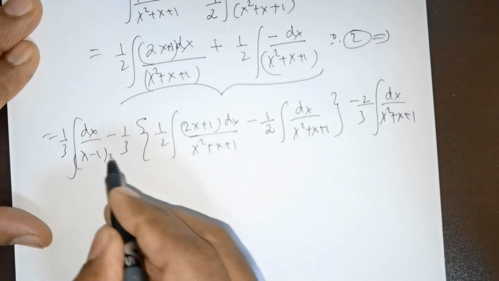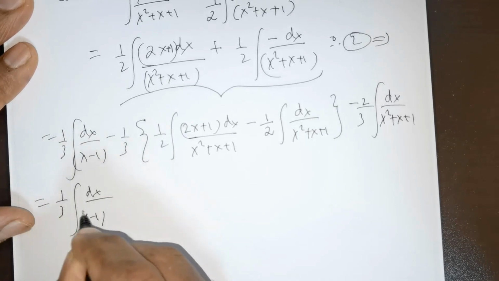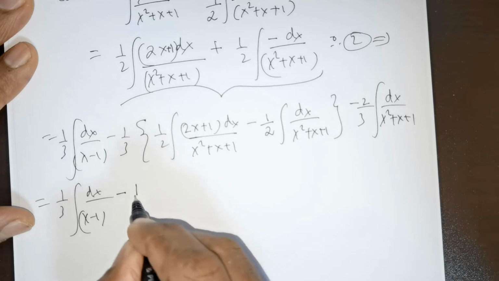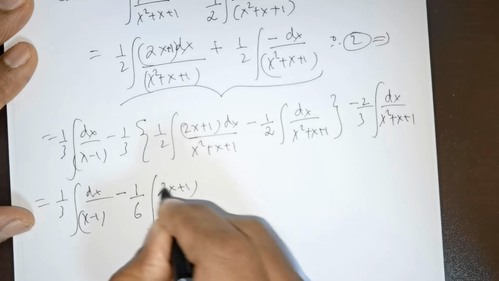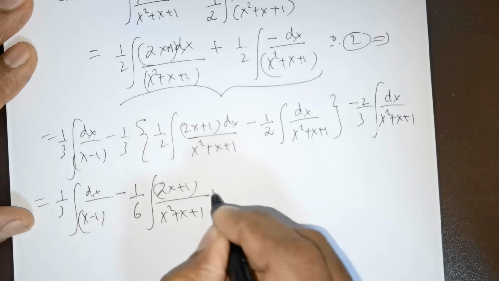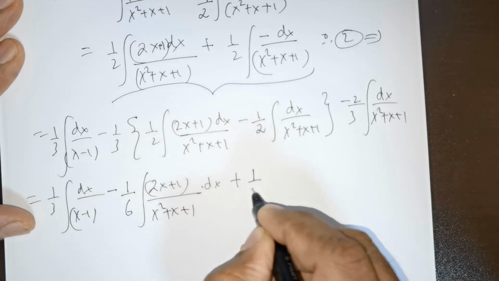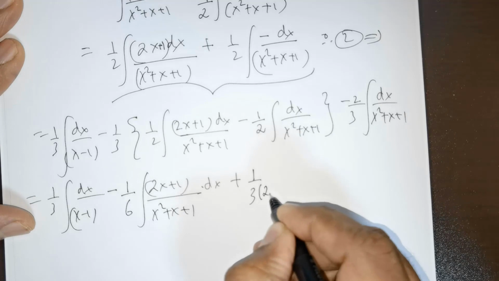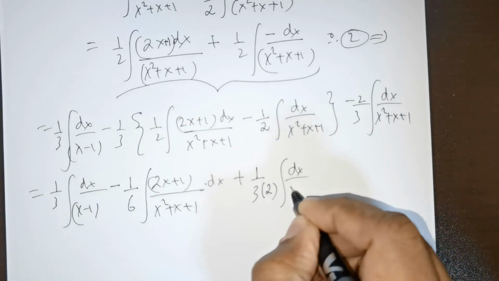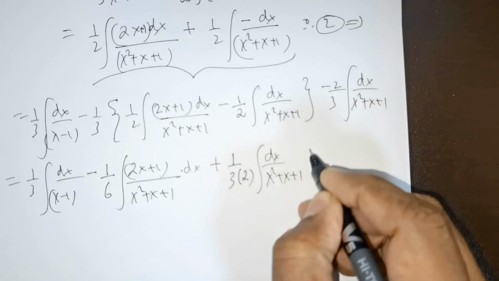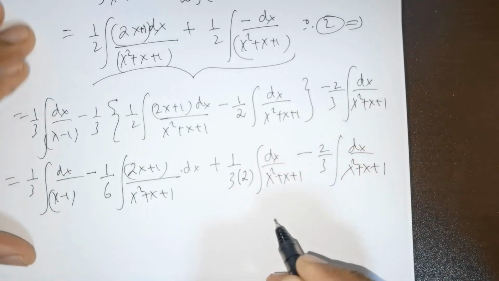Now I will distribute 1/3. So this is going to be 1/3 integral dx over (x−1). Negative 1/3 times 2 is 6, integral (2x+1) divided by (x²+x+1) times dx. Negative negative positive, you have 1/3 times 2. I will tell you why I am doing it so. So dx divided by (x²+x+1), and you got negative 2/3 integral dx over (x²+x+1).